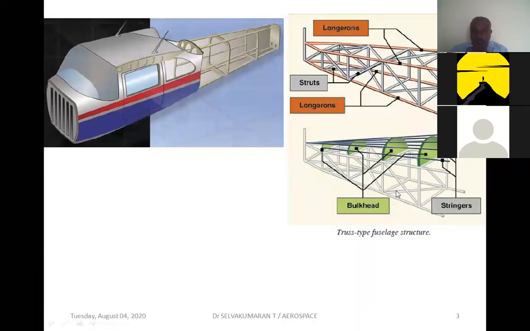And if you take here, you can see here the stringers. We call this as stringers. The size of the stringer is a little bit smaller than the longerons or longitudinal stiffening members. Here you could see some thick structural element which is known as bulkheads. So we'll see later what types of loads are subjected to for these structural elements.